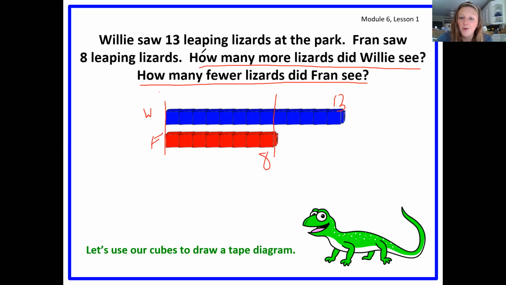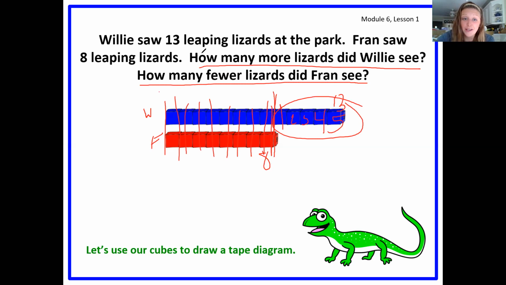So I'm going to go ahead and count on from where they match up, because these ones in here, I'm going to cross them off because they cancel each other out. So I want to know how many more, how many fewer. So I'm going to say 1, 2, 3, 4, and 5. Okay, right here, this is 5 more. So how many more lizards did Willie see? Well, Willie saw 5 more lizards. How many fewer lizards did Fran see? Well, same thing. Fran saw 5 fewer.